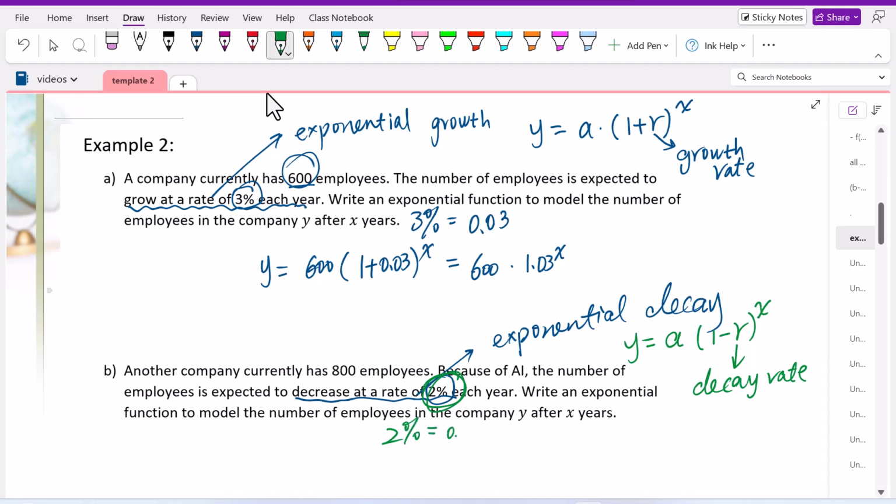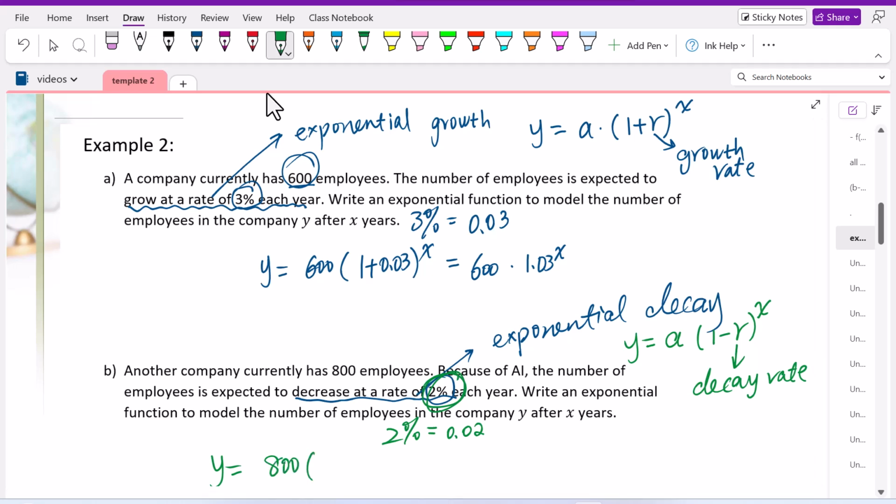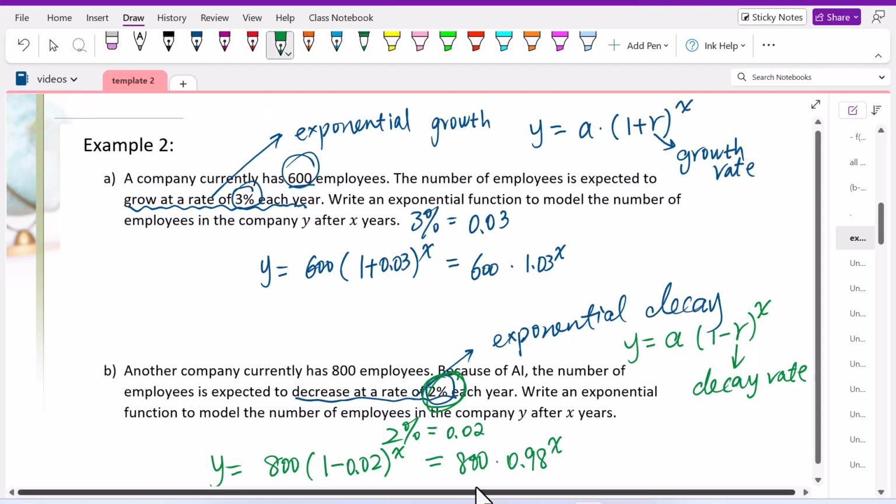2% equals 0.02. So y equals the initial value, 800, times (1 minus 0.02) to the power of x. Simplify: 800 times 1 minus 0.02 is 0.98 to the power of x.